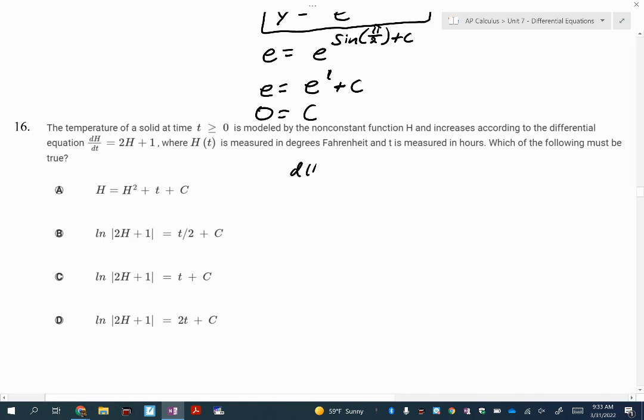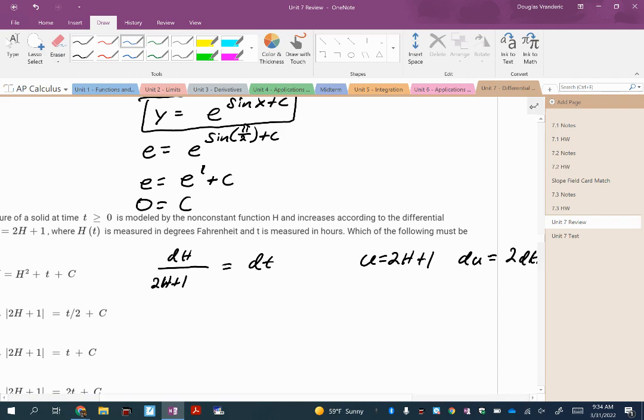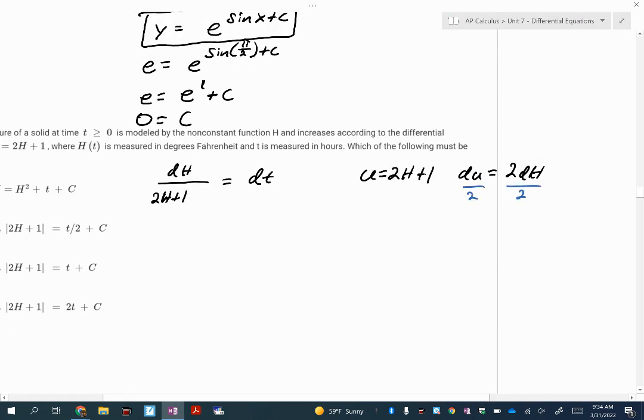So what I did was I moved over the 2h plus 1, which is not where I made my mistake in the video. That's 2h plus 1. And I moved the dt over. But here's where I made a mistake. I need to do u substitution and replace this with 2h plus 1. Then du is going to be 2 dh. But you'll notice that I have just 1 dh up there. So I have to move that 2 over with division. So that means 1/2 du is the same as dh.